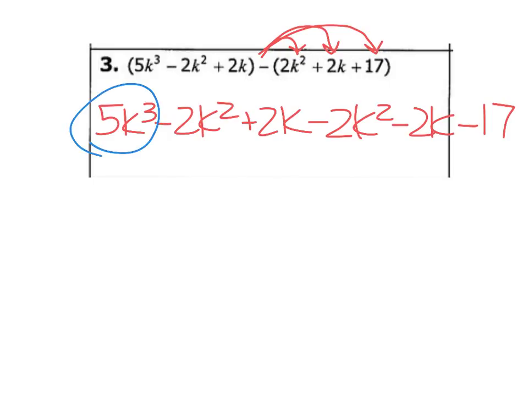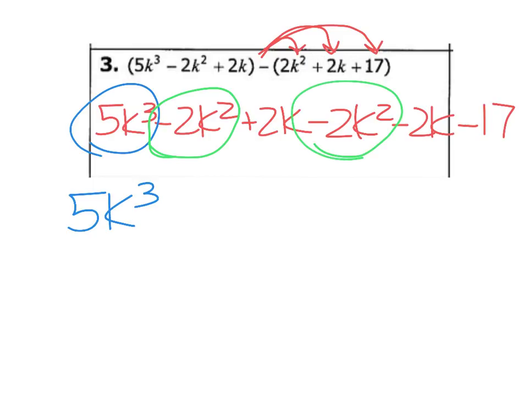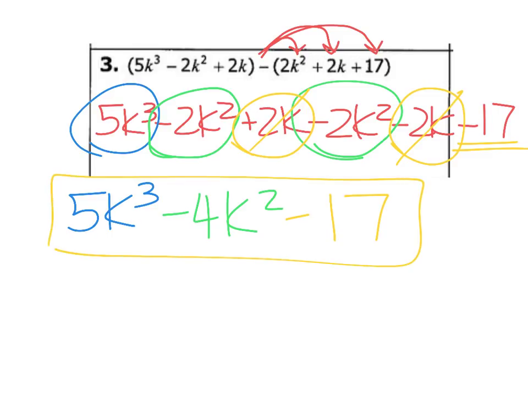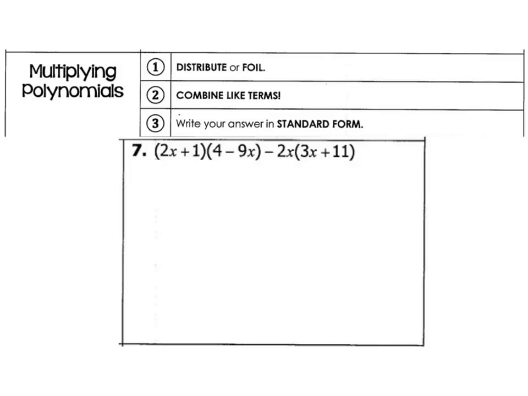5k to the third. There's no other k to the thirds, so that's going to be our first one. Then we want to look for the k-squareds. So negative 2k squared minus 2k squared is going to give us negative 4k squared. Then plus 2k minus 2k, those are going to cancel each other out, and then you're just left with minus 17. So there's your solution. It's written in standard form in order from highest exponent, which is the k to the third, to the constant, and you're done.